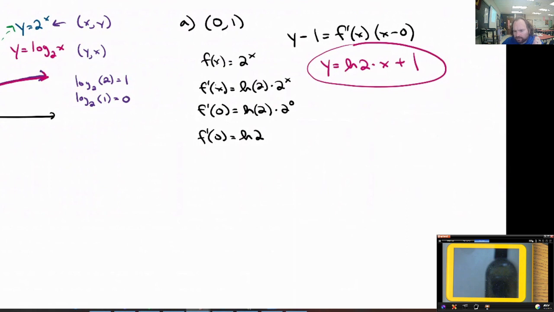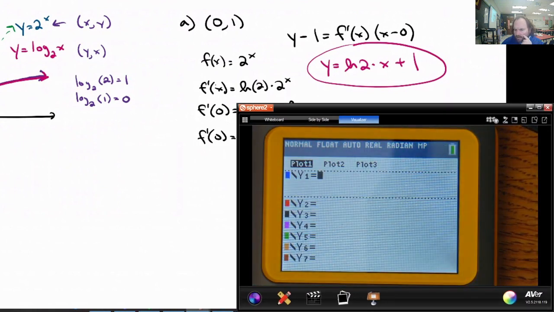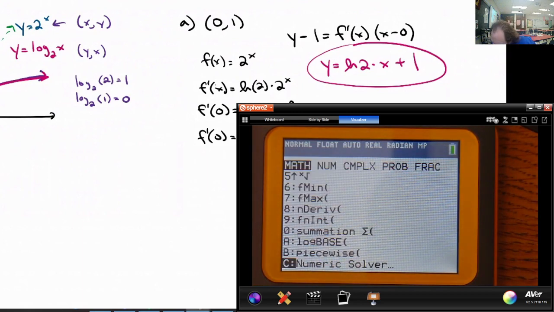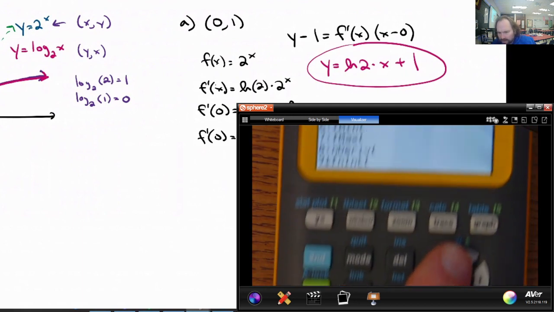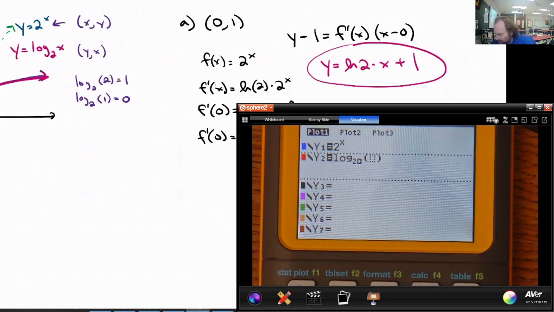Now is a good time to go to the graphing calculator for a moment and take a look at what we got here. We have 2 to the x power, and we have the log base 2. Let me find it. It's in here somewhere. There it is. Inside the math menu, if I push the math button and go all the way down into the letters, option A is log base, which lets you put any base you want, which is nice: log base 2 of x.